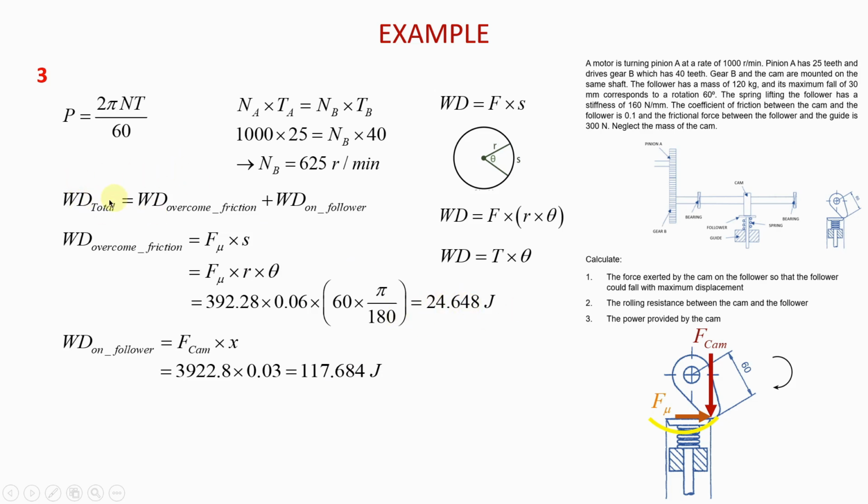We can find the total work done by just adding the two. And so if we do that, this is what we will get. The total work done will be equal to 142.332 joules. And once we have the total work done, we can now use this equation and find the value for the torque. Okay, so torque will be equal to the total work done divided by the angular displacement. This is just an adaptation of that equation. Okay, you will get it like this.